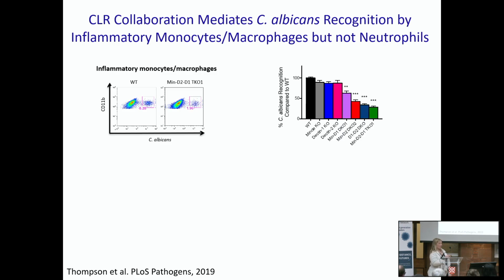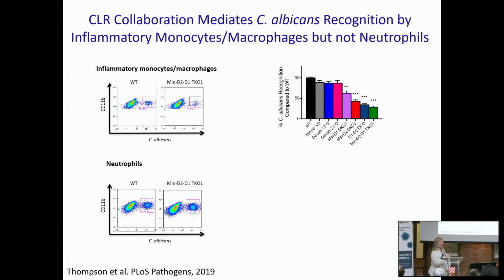And when we looked at all the different knockouts, we didn't see a significant effect, but with the individual single knockouts, you see a little bit of a drop. Then when you go to any of the doubles, so the Mincle Dectin-1 or the Mincle Dectin-2, again, there's another drop. But the biggest drop was then if you lose Dectin-1, Dectin-2, or all three receptors together.